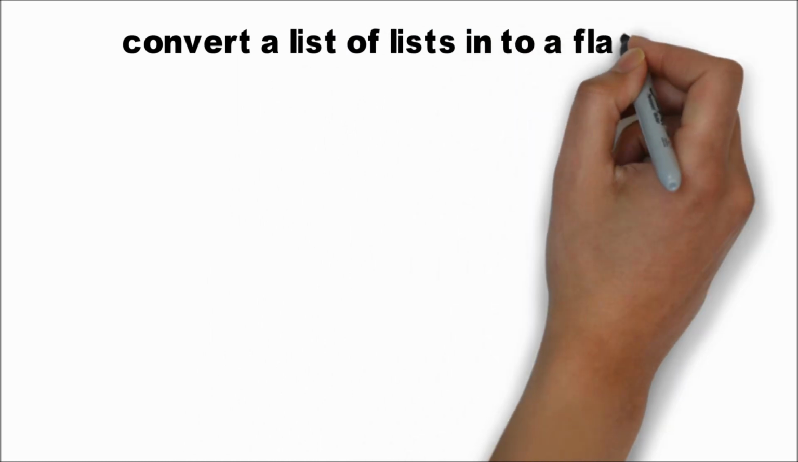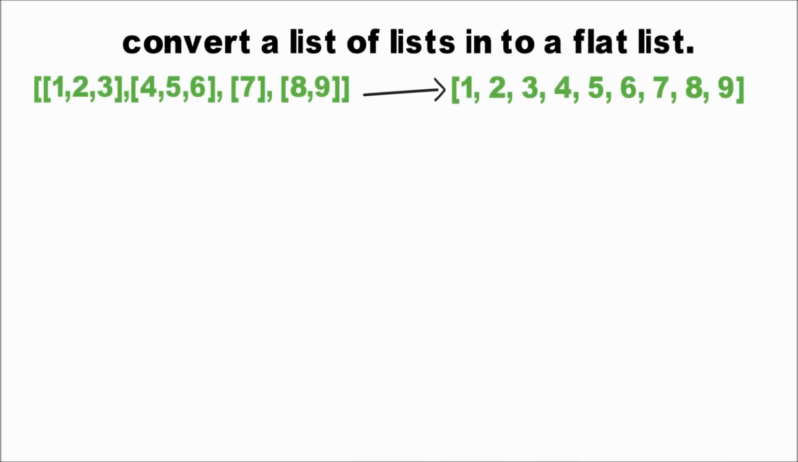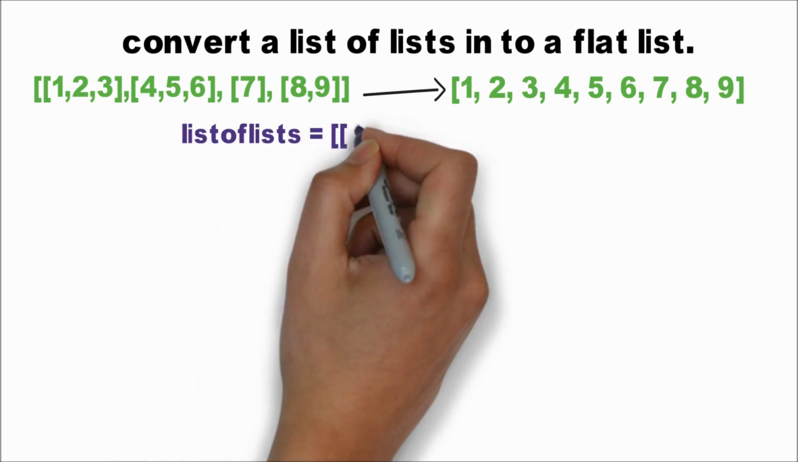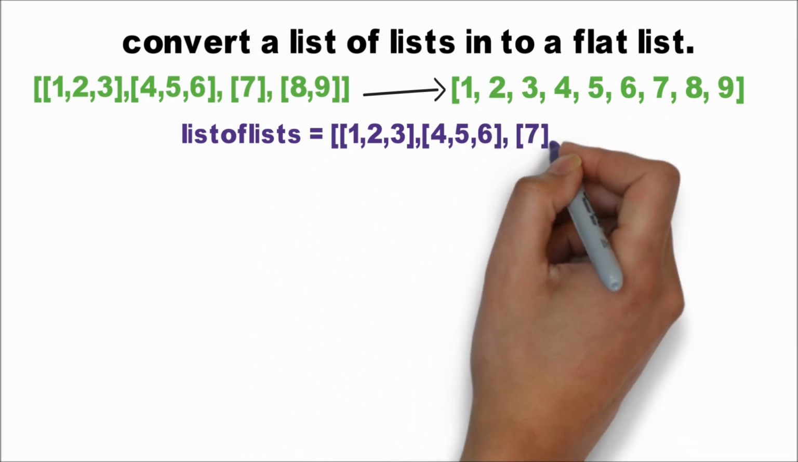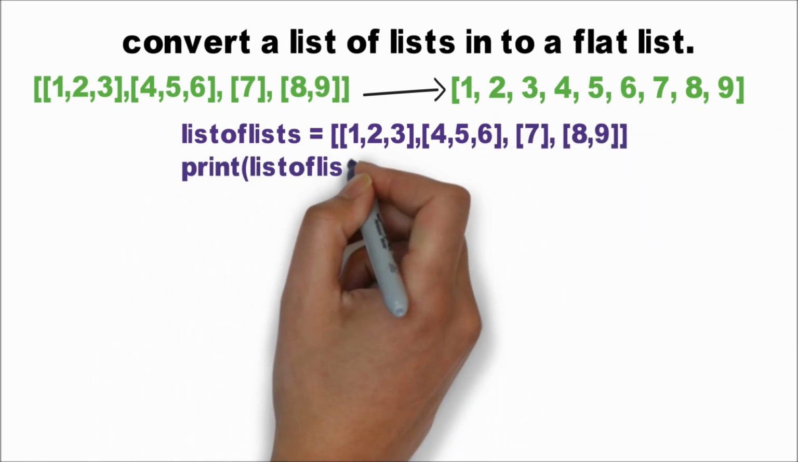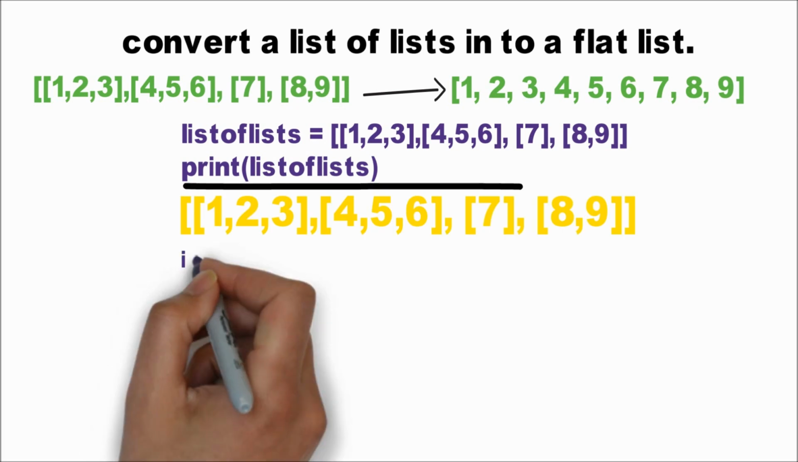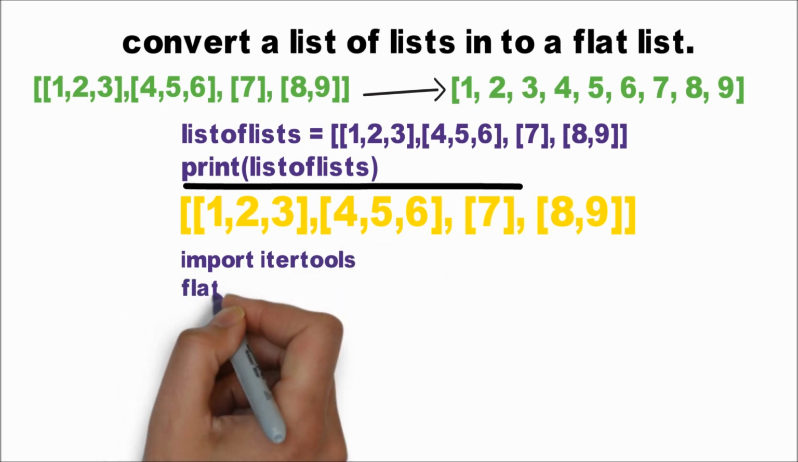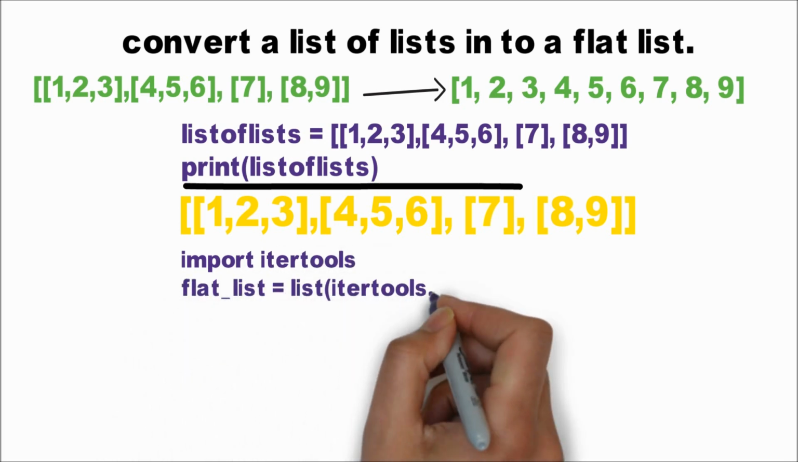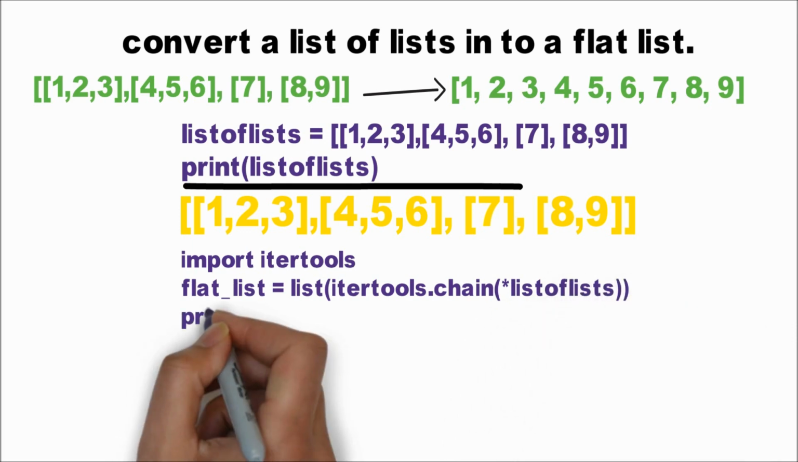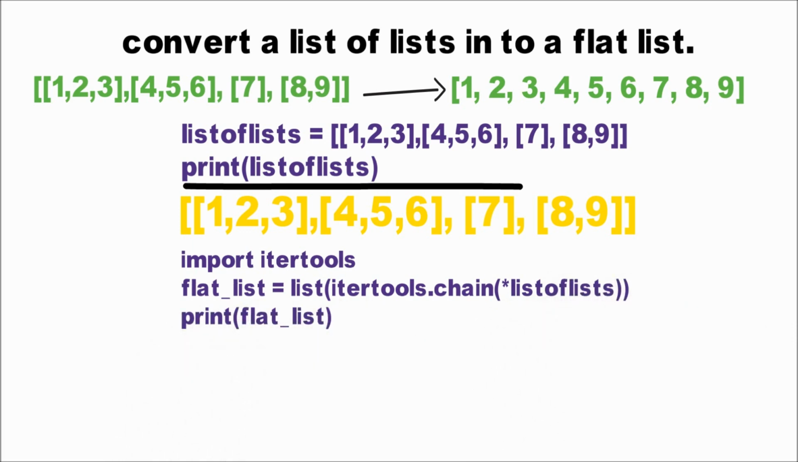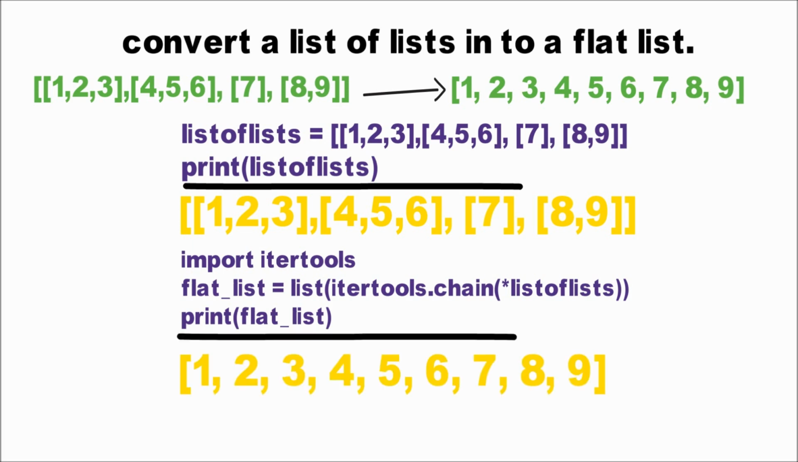Next, let's see how to convert a list of lists into a flat list. Let's create a list of lists equal to 1, 2, 3 and 4, 5, 6 in the second list, and 7 in one list, and 8, 9 in the final list. In order to convert it into a flat list, we can use a module called itertools. Let's import itertools and convert our list of lists into a flat list using flat list equal to list of itertools.chain, and you have to write a star list of lists. So we can see that our list of lists has been converted to a flat list.